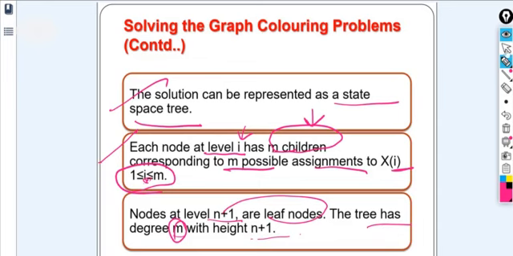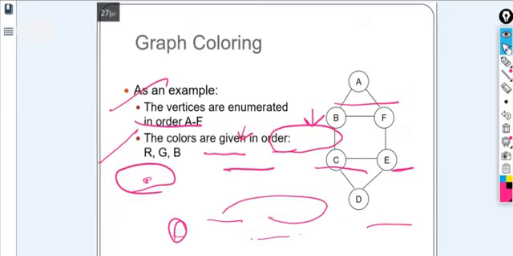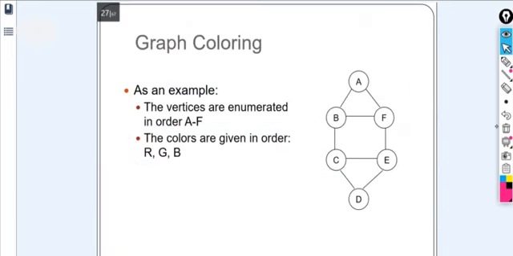So what about the next thing here? Next, we have an example to discuss this problem. So what is the example? This is a graph that is given to you. Here the vertices are enumerated in alphabetical order, A to F: A, B, C, D, E, F.